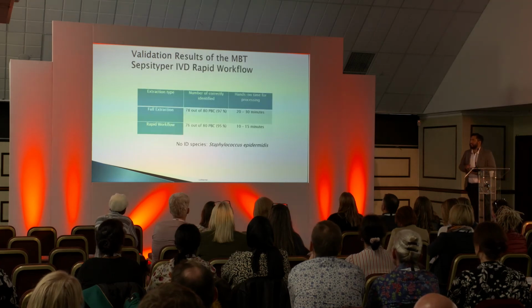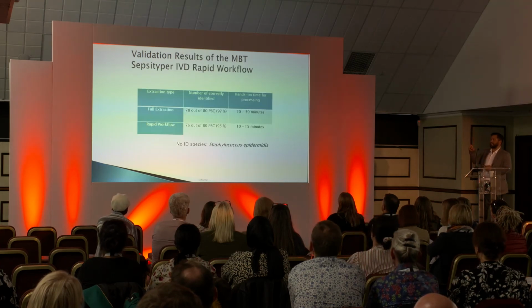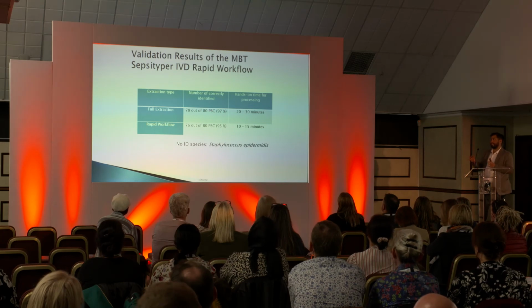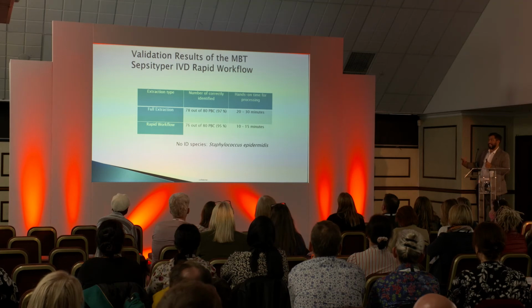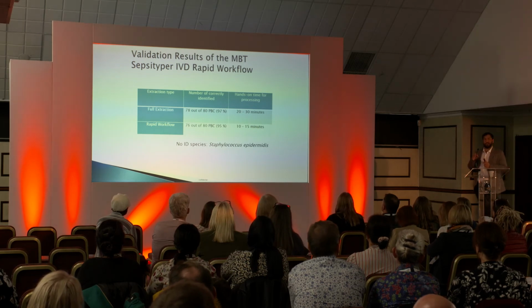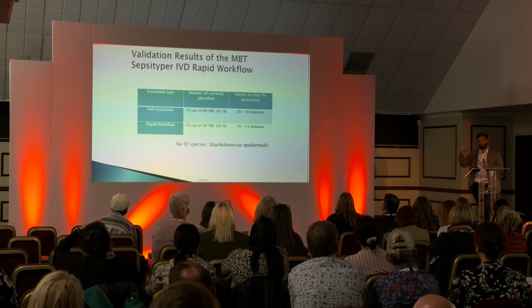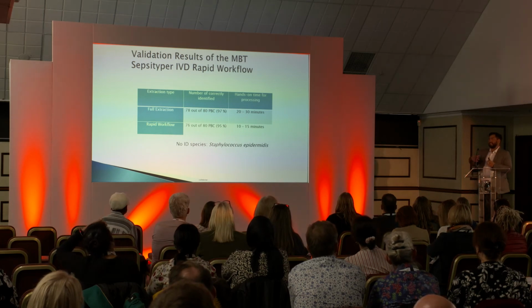So this is just the results, basically. And you can see the top line is the full extraction, so that's the protocol as written, and then below is the rapid workflow. The full extraction has done better in the sense that it's 97%. We've got good IDs, but actually the rapid workflow hasn't done too badly. It's 95%. But then again, if you wouldn't get an ID, you would go back to your full method, or you wait until the next day because you couldn't get an ID. So we always try our best.